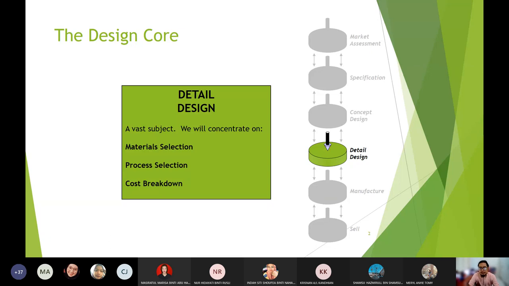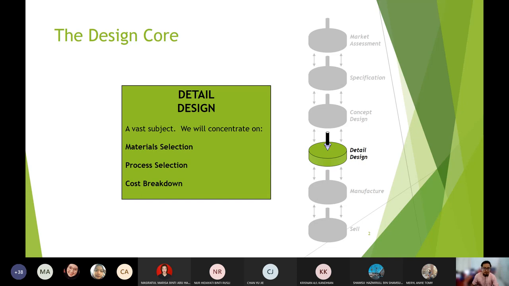In your first year subject for product design, you took the aspect of how to design, meaning the process and the methodology you have to go through before you come up with a product. I even talked earlier about market surveys, customer needs, and specification requirements.